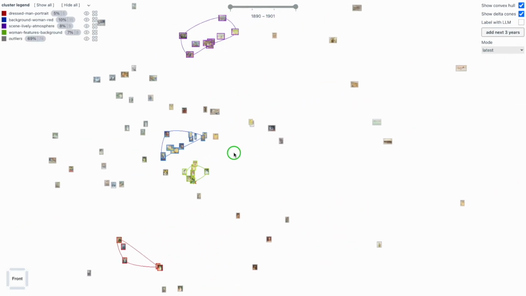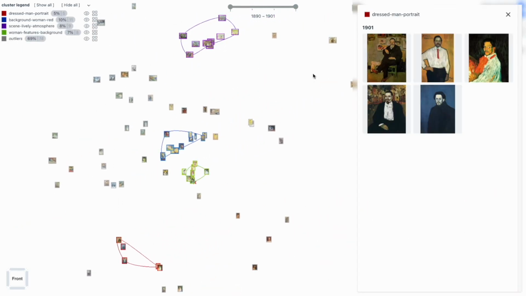Let's take a look at some of these clusters. This red one are of portraits of men, and this purple one shows mostly outdoor scenes of crowds.